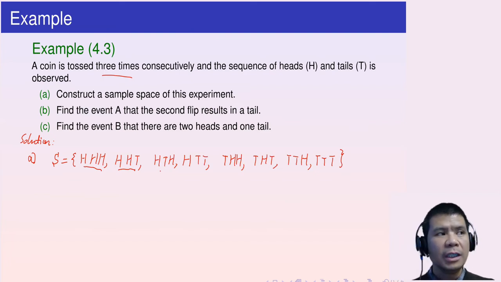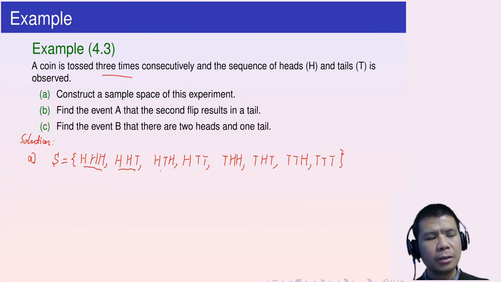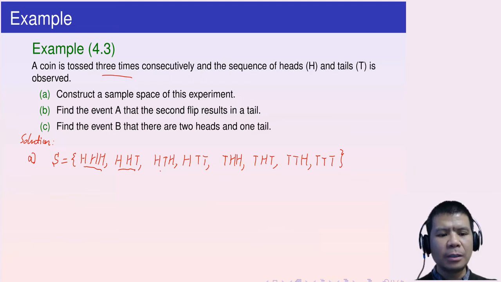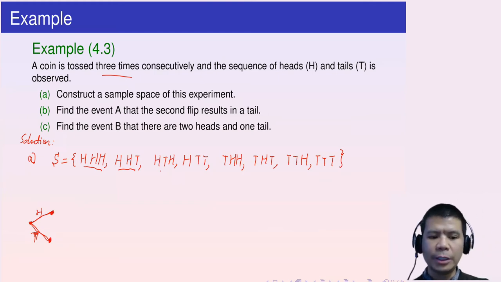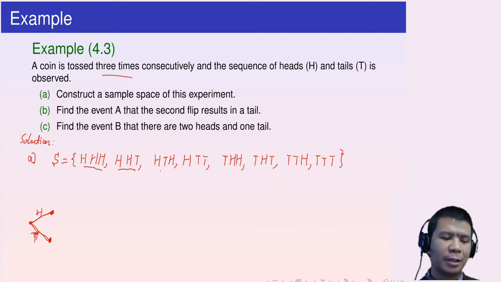Are you sure about that? Is that really 8? Okay, now let's show a method to list all these possible outcomes without losing any. Let's consider that the coin is tossed 3 times. After the first toss, you may get head or tail. Let's say that if you got a head, you go up. If you got tail, you go down. So after the first toss, I may end up with this location or this location. Does that make sense? So 2 possible outcomes for 1 toss.